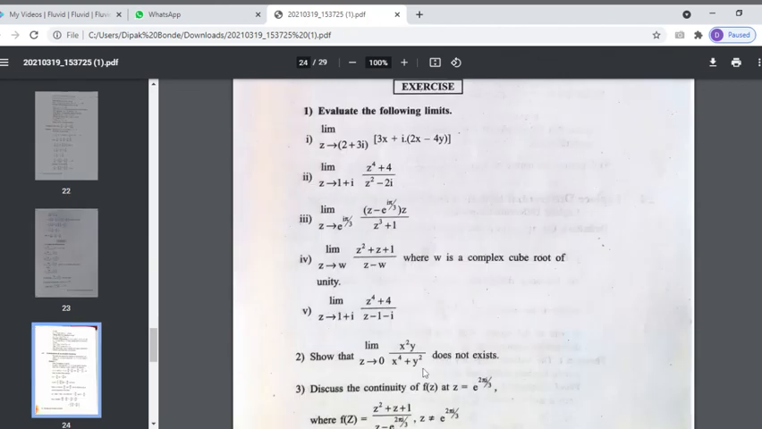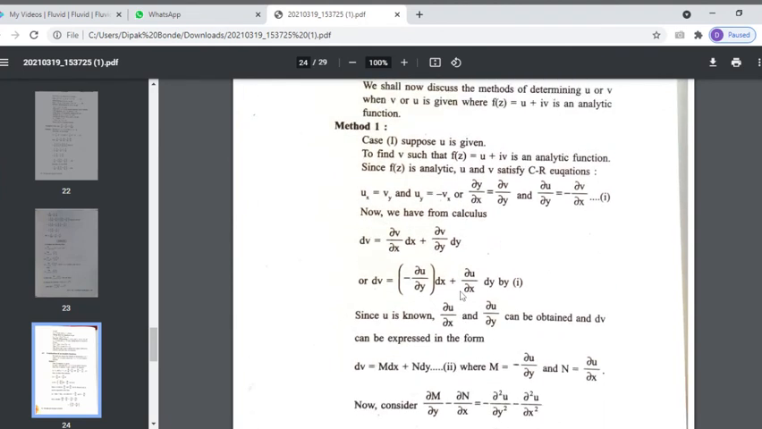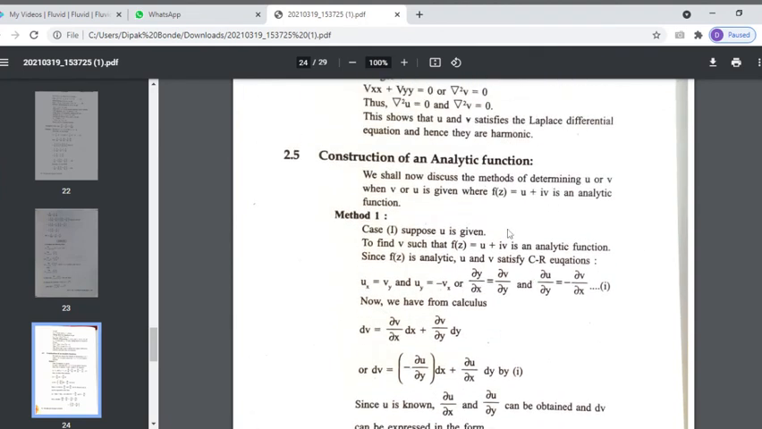These are some exercises on this chapter. In the next lecture, we will see the next new topic, construction of analytic function.